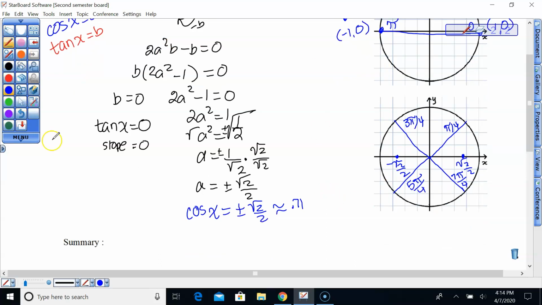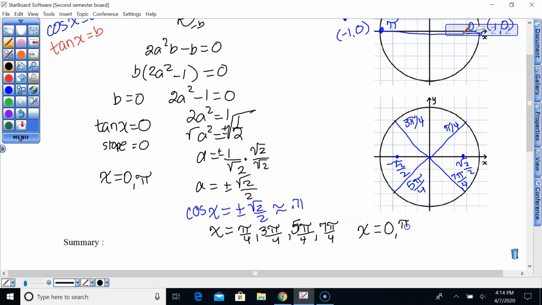Here's what we know. For tangent x, we get x equals 0 and pi. And for cosine x, we get x equals pi over 4, 3 pi over 4, 5 pi over 4, and 7 pi over 4. So if we write our solutions out in order from least to greatest, that's 0, pi over 4, 3 pi over 4, pi, 5 pi over 4, and 7 pi over 4. And that would be in our interval from 0 to 2 pi, not including 2 pi. Okay, and we'll look at this real quick on the calculator, and then we'll be done with this lesson.